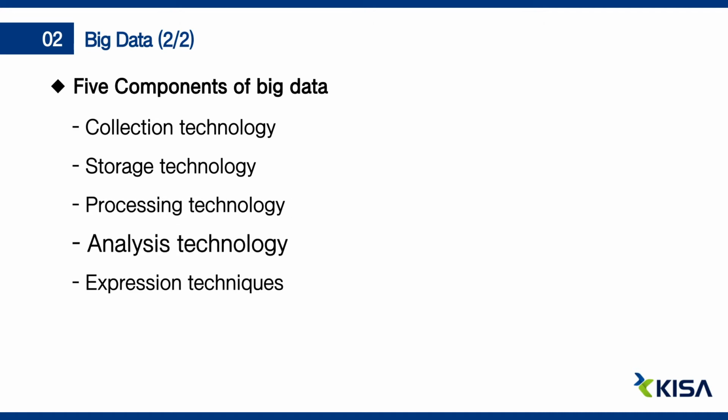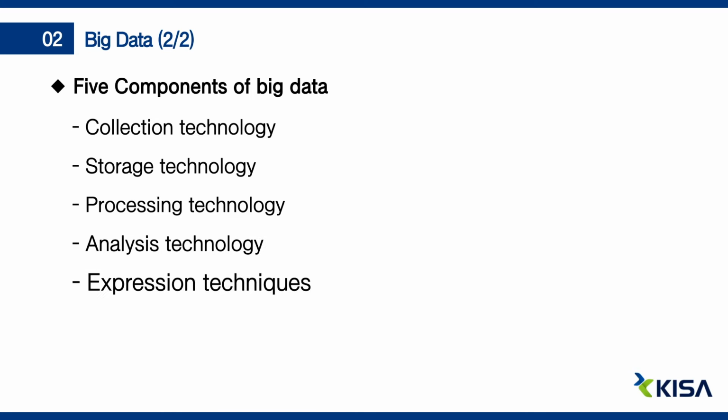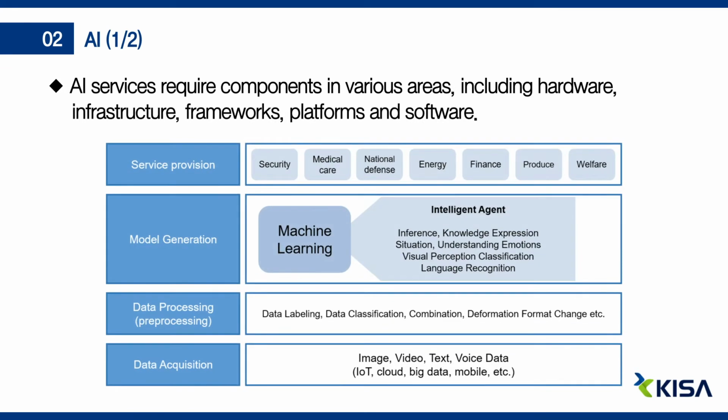Analysis technology analyzes big data, and it has detailed technologies such as data mining, machine learning, natural language processing, and social network analysis. Expression technology visualizes statistical and analytical data. R language is included in this type of technology. AI services require components in various areas, including hardware, infrastructure, frameworks, platforms, and software. AI is a field that requires complex and advanced technology, and it takes a lot of time and money to build a foundation for the AI services.